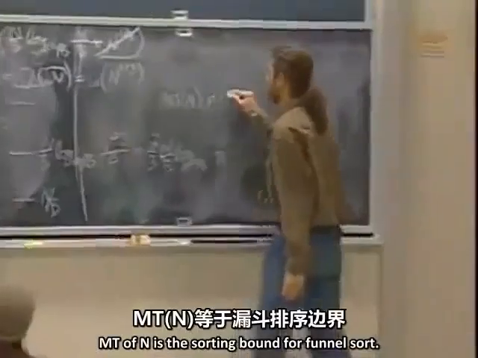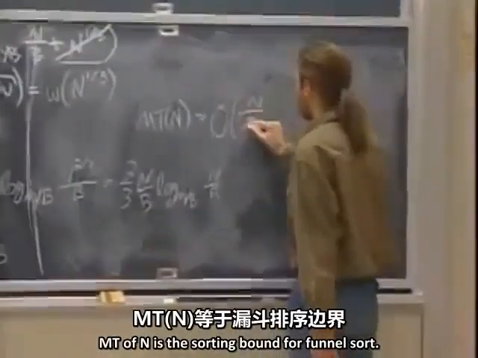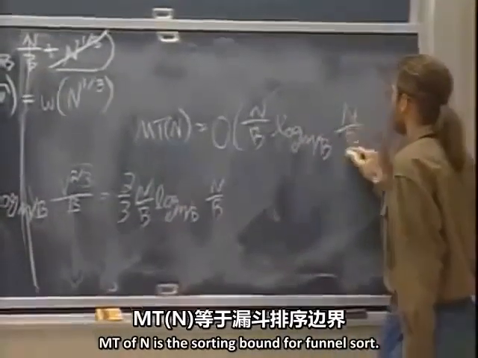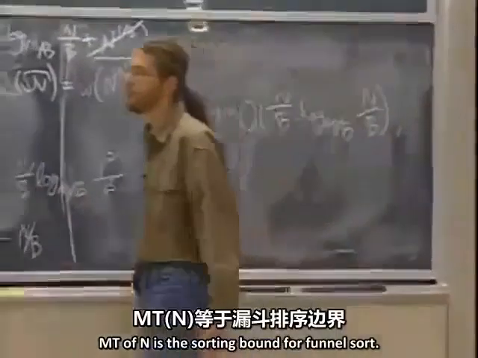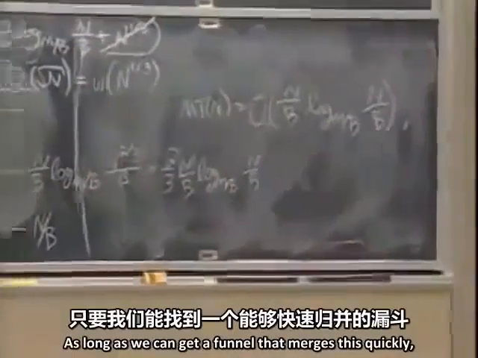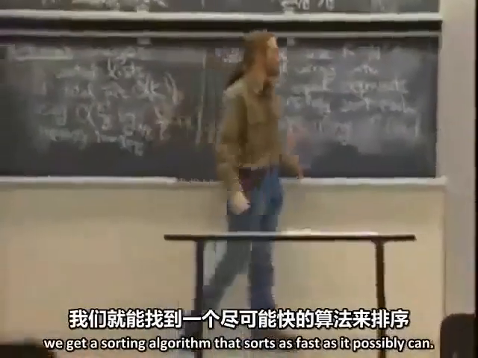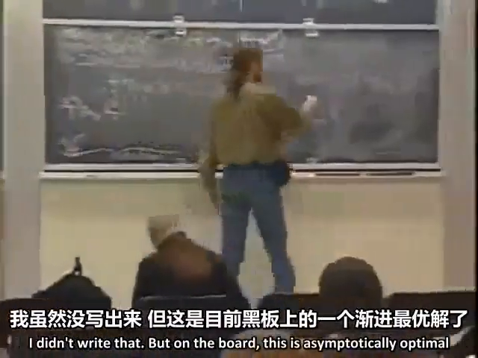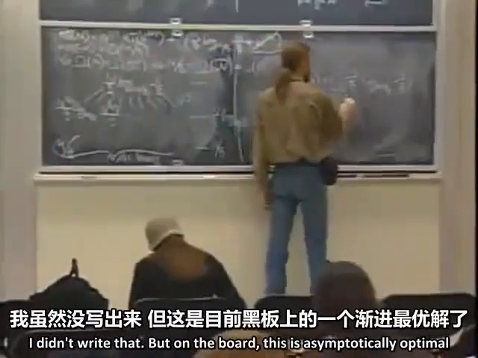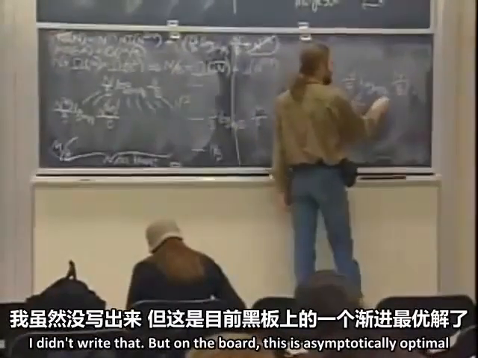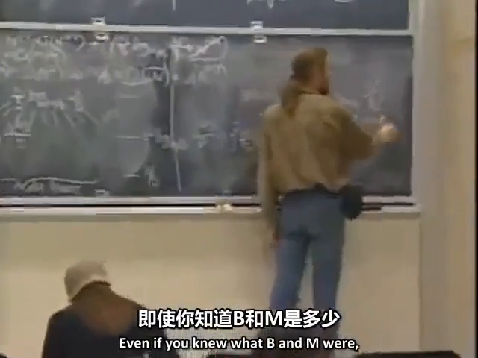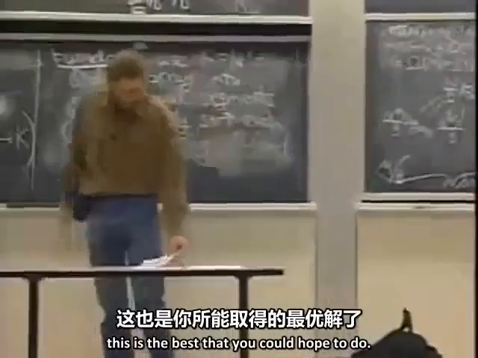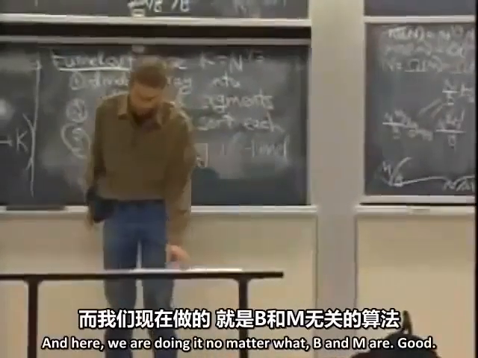M of n is the sorting bound for funnel sort. So this is great. As long as we can get a funnel that merges this quickly, we get a sorting algorithm that sorts as fast as it possibly can. Didn't write that on the board, but this is asymptotically optimal. Even if you knew what B and M were, this is the best you could hope to do. And here we're doing it no matter what B and M are.